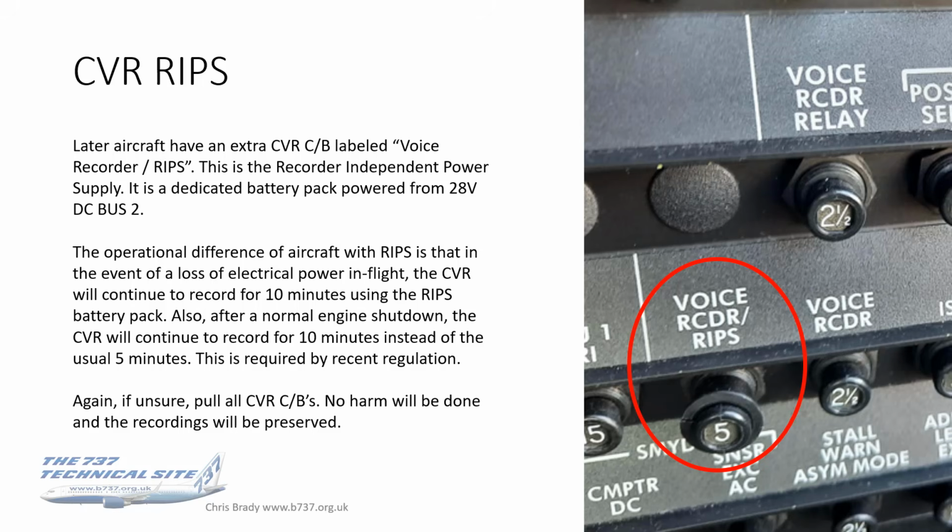So what it's got is a dedicated battery pack, which is actually powered from the 28 volt DC bus too. So the operational difference is that with RIPS, if you have a loss of electrical power in flight, the CVR will continue to record for 10 minutes after that using the RIPS battery pack, so that the investigation authorities have got more data to go on.